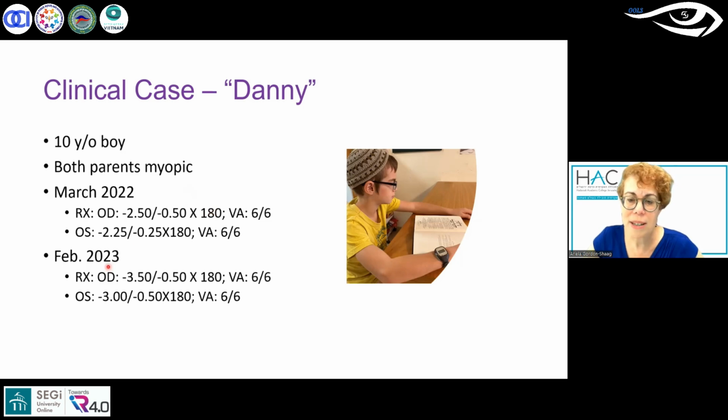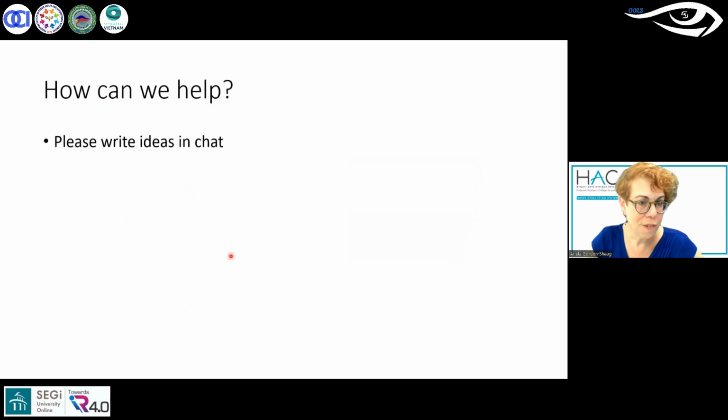He came back less than a year later with his chief complaint that he just wasn't seeing as well. And already his refraction is worse. He's got minus 3.5 with a bit of cyl in the right eye and minus 3 in the left eye. We see this kid is really progressing. And my first question for you is, how can we help? What can we do as optometrists or as practitioners to help Danny?